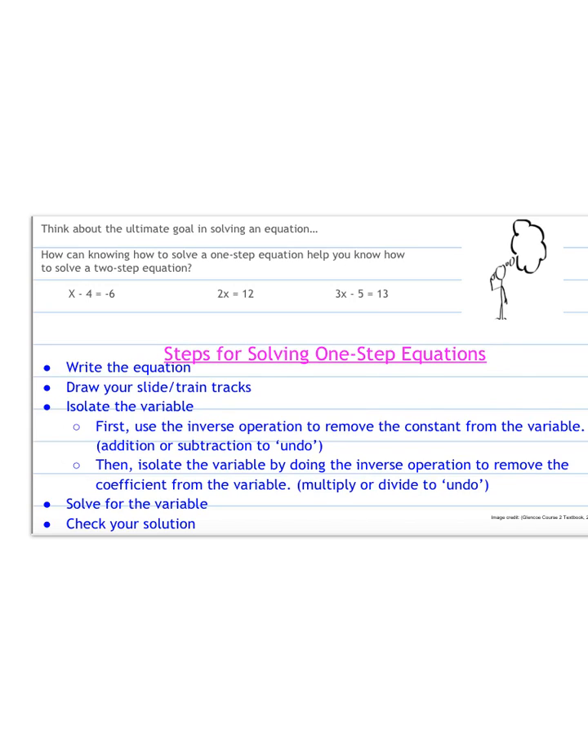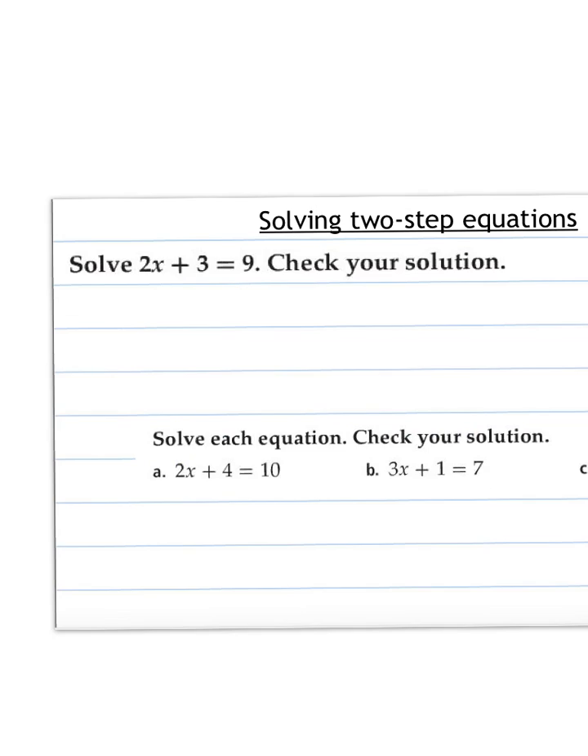Then we solve for the variable and then check your solution. All right, so here we have our equation, 2x plus 3 equals 9. And we want to solve for x and then check our solution. So our first step, write the equation. We already have it down. Okay, draw your train tracks if you like to separate the different numbers. Okay, now we need to isolate the variable. First, we do the inverse operation of the constant. In this situation, it's the plus 3. Okay? It's the part that is not directly in front of the variable, so it's not the coefficient.